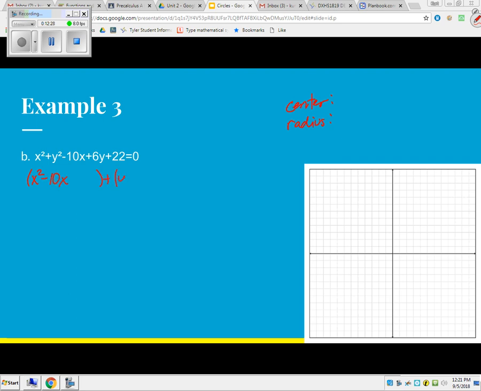And then all my y's come together back here. And if it doesn't have an x or y, I boot it off to the other side, and it's going to become part of my radius. So I just subtracted 22 from both sides.